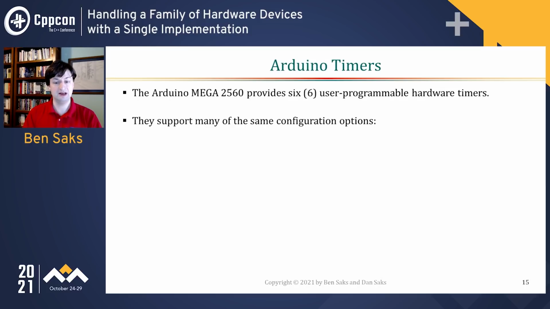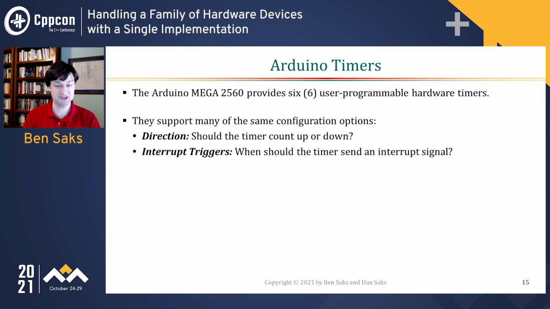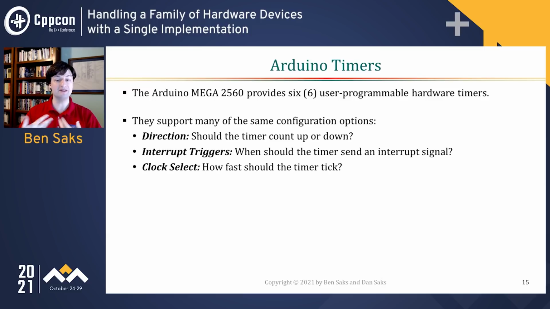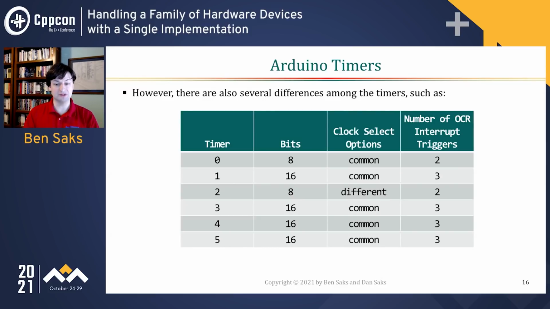All right, so as I said, there are 6 programmable timers on the Arduino Mega 2560. And since they're all timers, they support a lot of the same options. They can count up or down. They can trigger interrupts at various points. They have different options for how quickly the timer counts, ticks if you prefer. But there are also a number of differences between the timers. I mentioned that 2 of them are 8-bit timers, timers 0 and 2, interestingly enough, are 8-bit timers, whereas 1, 3, 4, and 5 are all 16-bit timers.